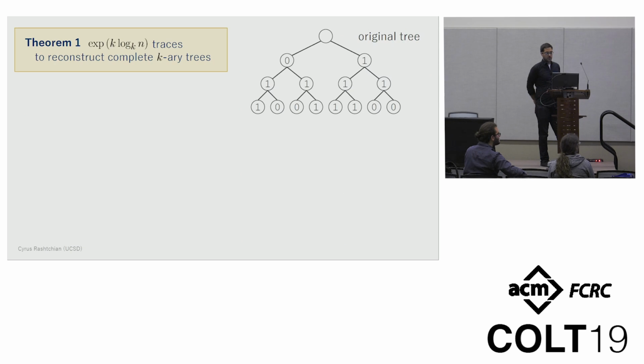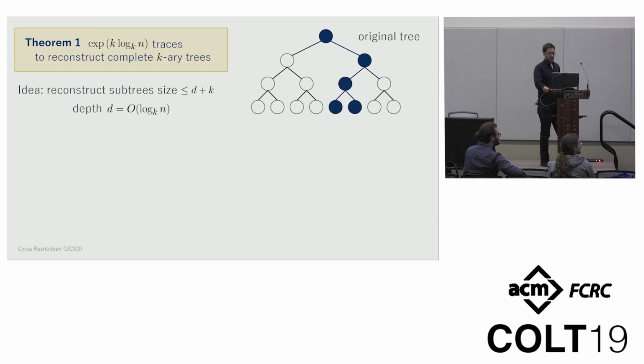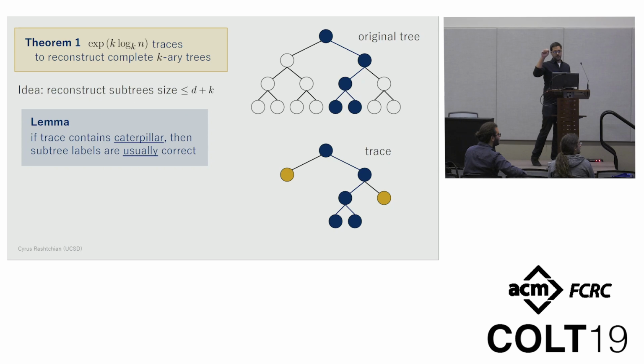For the first theorem, we want to reconstruct complete k-ary trees. So think about a binary tree. The main idea is that we're going to reconstruct the labels for different subtrees independently and then put them all together. For example, consider this subtree of size d plus k, where d is the depth and k is the number of leaves at the bottom. The idea is that if the trace contains both the subtree and a couple of other adjacent nodes, a caterpillar, then the labels for these nodes are correct with good probability.